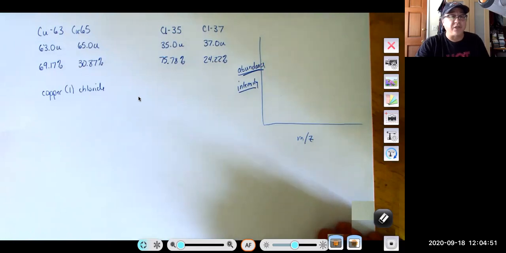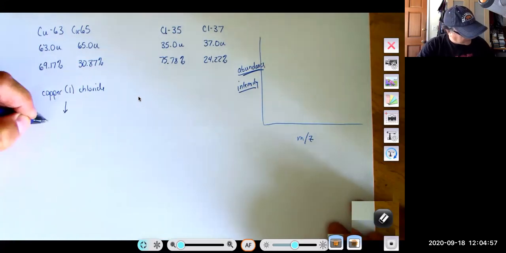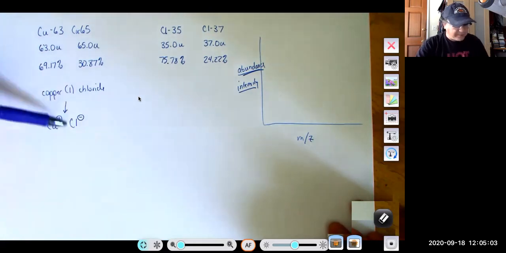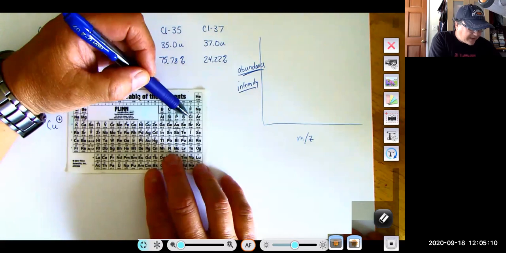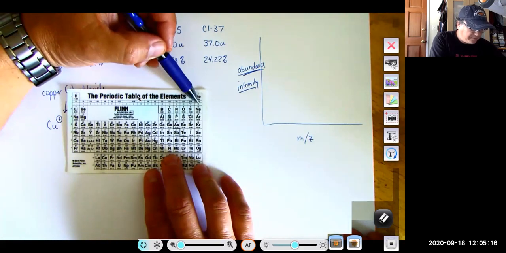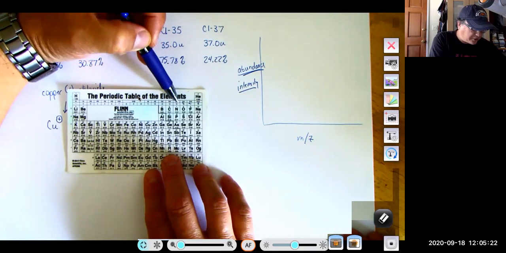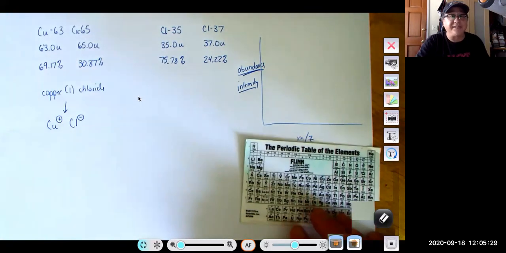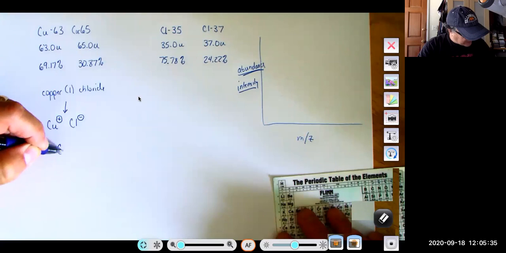First thing we have to do is figure out what the formula is. The formula here is copper plus 1 and chloride minus 1. How do I know it's a minus 1 on chloride? Chlorine is right here in group 7A. The charges on the nonmetal anions are as follows: group 8A 0, 7A negative 1, 6A negative 2, and then it just goes negative 3, negative 4. It's just like a number line. How do I know this is a copper plus 1 ion? Because the name says so. So the formula looks like this.